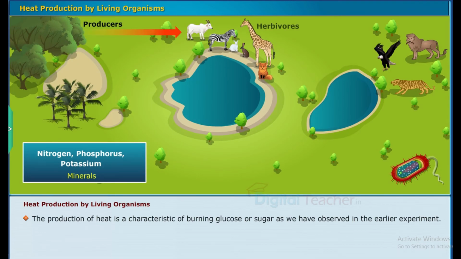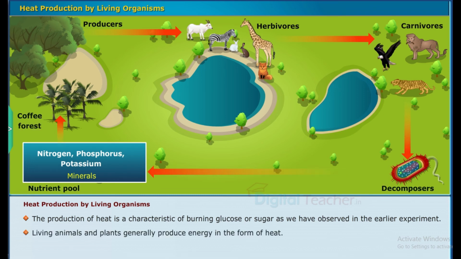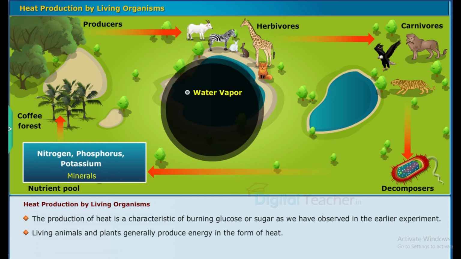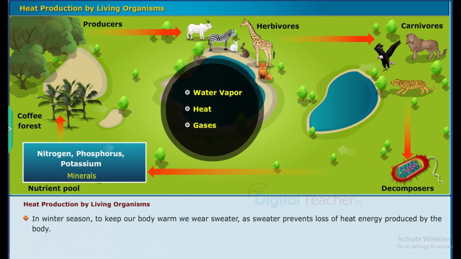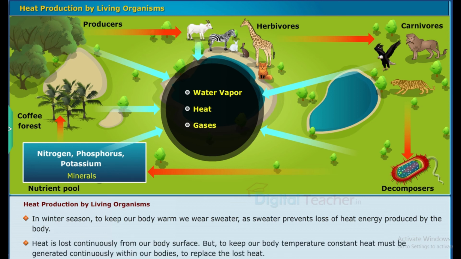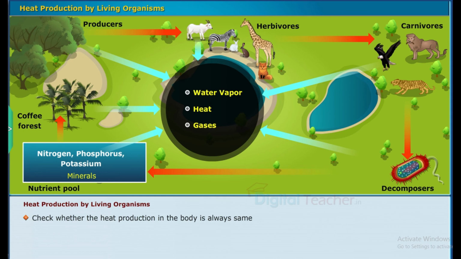The production of heat is a characteristic of burning glucose or sugar, as we observed in the earlier experiment. Living animals and plants generally produce energy in the form of heat. In winter, to keep our body warm, we wear a sweater, as a sweater prevents loss of heat energy produced by the body. Heat is lost continuously from our body surface, but to keep our body temperature constant, heat must be generated continuously within our bodies to replace the lost heat. Check whether the heat production in the body is always the same.